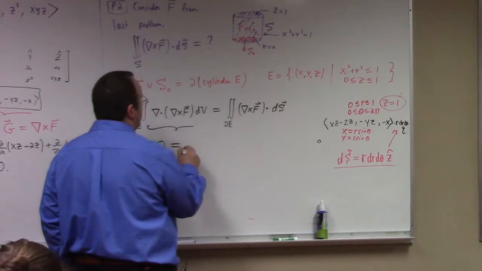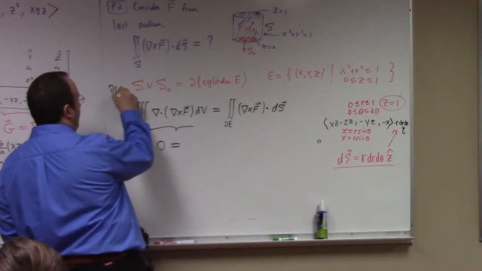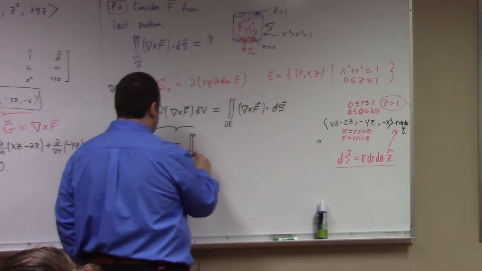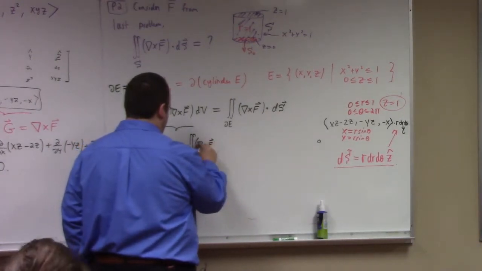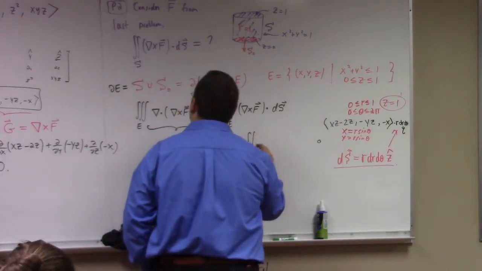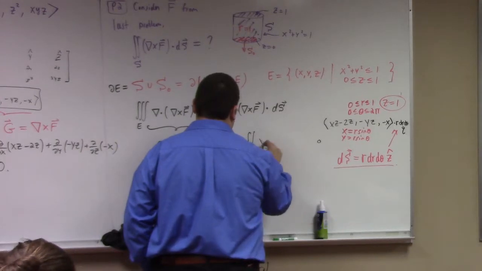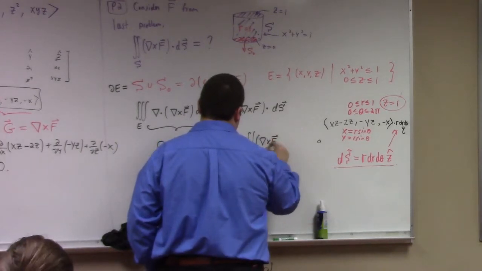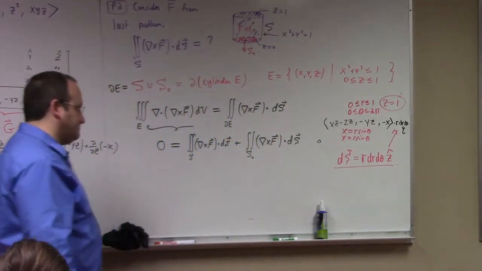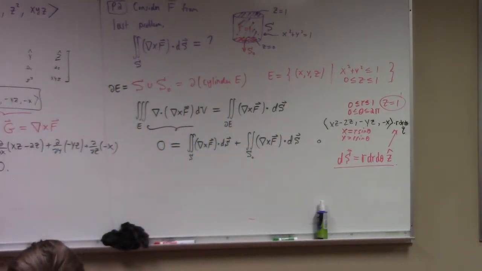But on the other hand, the boundary of E is S plus S naught, so we have the surface integral over S of the curl plus the surface integral over S naught of the curl. One of these is a pain to calculate. One of these is actually pretty easy to calculate. This is a really simple question.